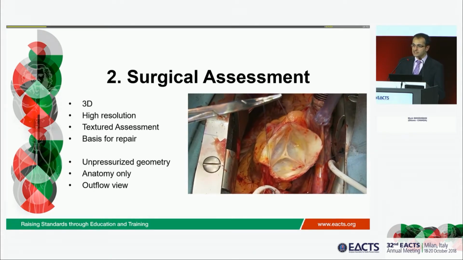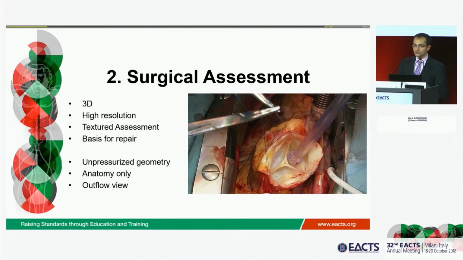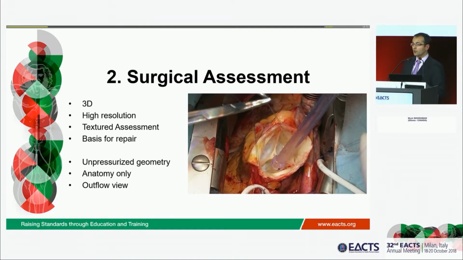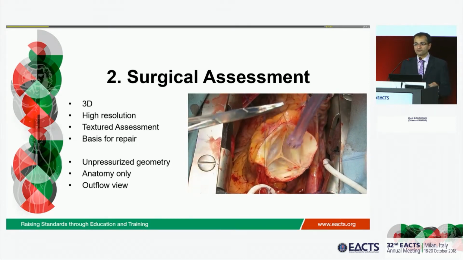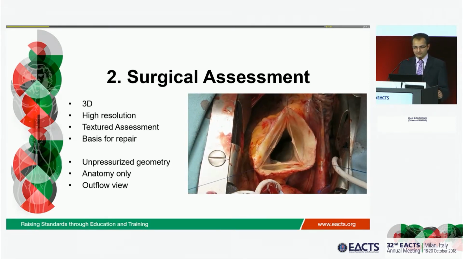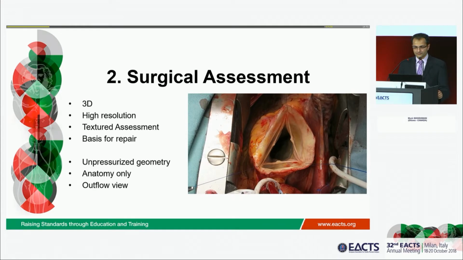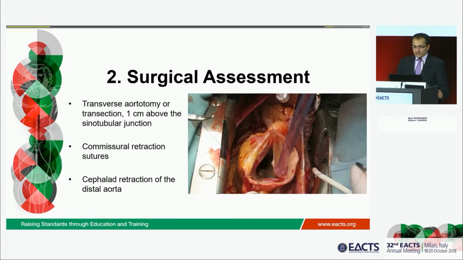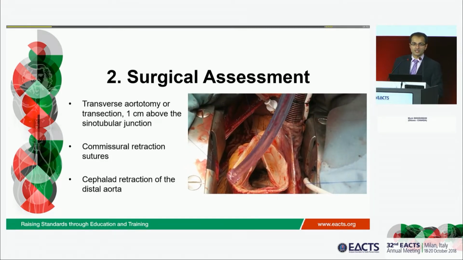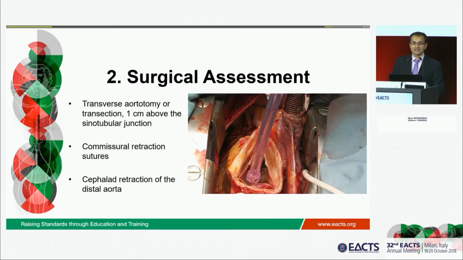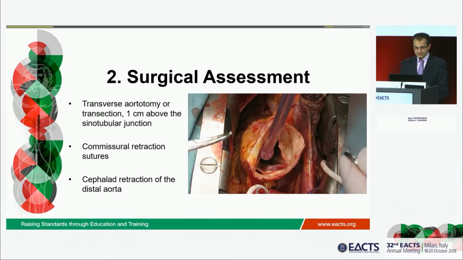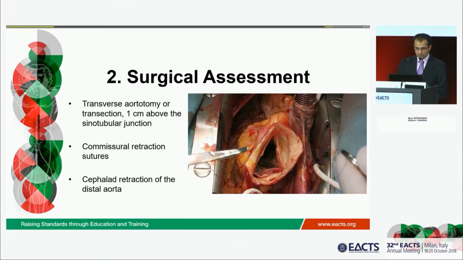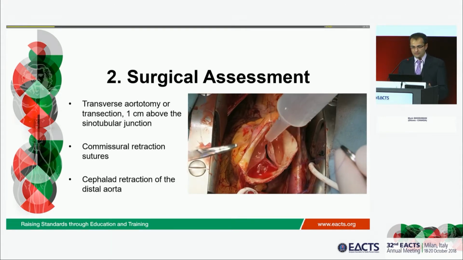However, it is limited by the fact that we're looking at unpressurized geometry. We're looking only at anatomy and not at function of the aortic valve, and we only have the outflow view available to us for the aortic valve. Surgical assessment requires aortotomy and exposure, and the aortotomy or the aortic transection is performed typically 1 centimeter above the sinotubular junction. This is a transverse aortotomy. We place commissural retraction sutures at each commissure and then cephalad retraction of the distal aorta.